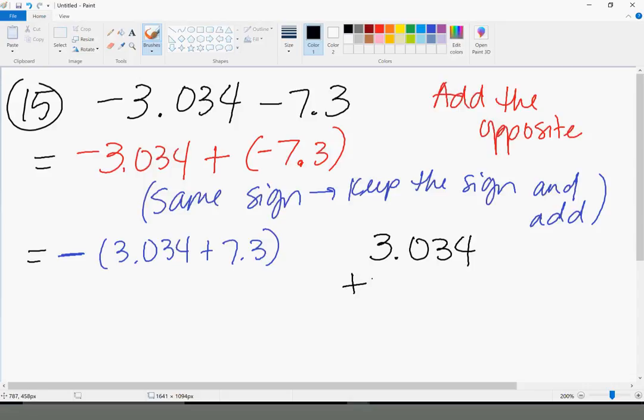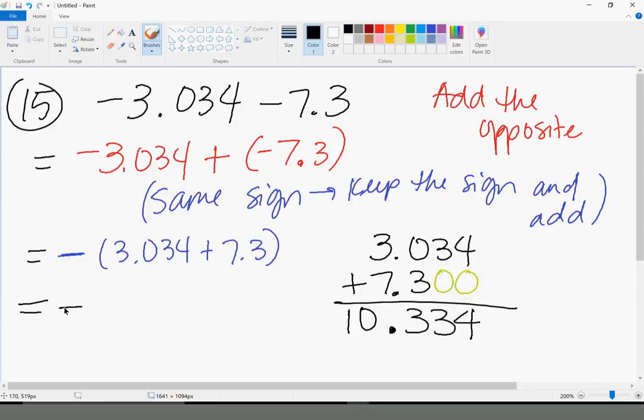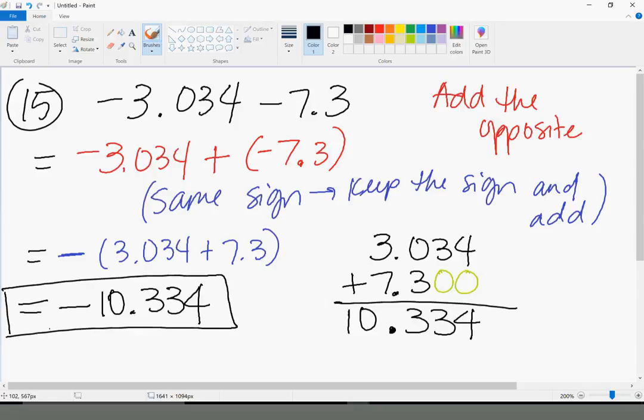3.034 plus, when you're adding or subtracting decimals, you must line up the decimal. So 7.3. If you want to put some placeholders here, you can. And then now let's add vertically. So 4 plus 0 is 4. 3 plus 0 is 3. 0 plus 3 is 3. Just drop that decimal value, and 3 plus 7 is 10. So the answer is going to be negative, because remember we kept that sign, negative 10.334. It didn't ask us to round anything, so that's going to be our final answer.